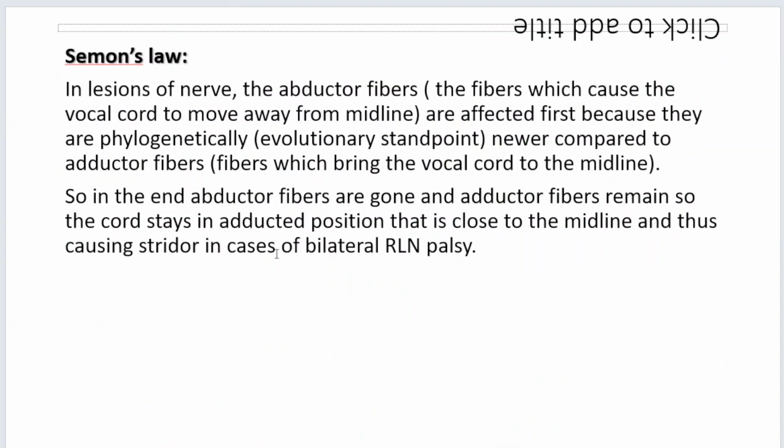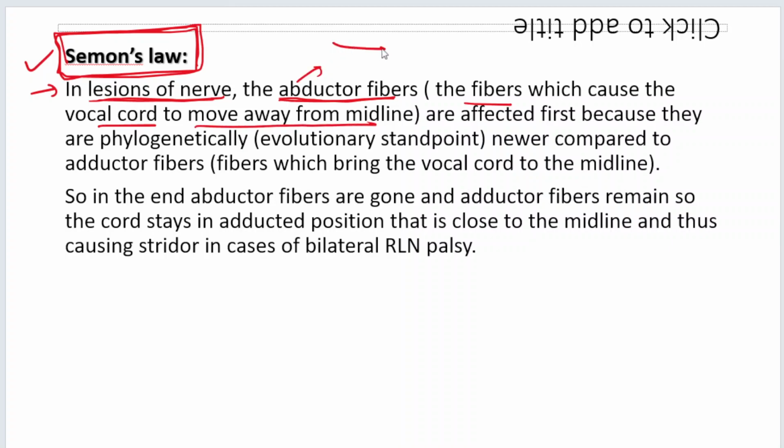Okay. Now, that was the Wagner and Grossman theory. Now let us talk about Semon's law because this is an important question. Wagner and Grossman theory to me makes better sense than Semon's law, but Semon's law has to be described. It says that in lesions of the nerve, the abductor fibers, which cause the vocal cord to move away from the midline, are affected first because they are phylogenetically, from an evolutionary standpoint, newer compared to adductor fibers, which bring the vocal cord to the midline. Abduction means moving away from the midline. Okay, suppose this is the midline. So what does he want to say?